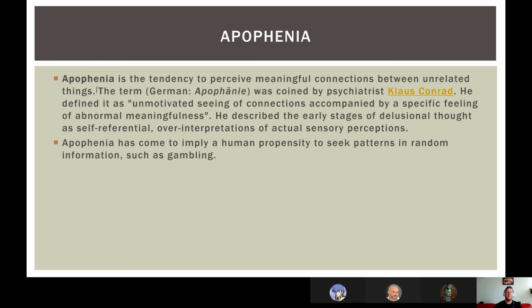So sorry. Apophenia is the tendency to perceive meaningful connections between unrelated things. The term apophenia was coined by psychiatrist Klaus Conrad. He defined it as an unmotivated seeing of connections accompanied by a specific feeling of abnormal meaningfulness. He described the early stages of delusional thought as self-referential overinterpretations of actual sensory perceptions. Apophenia has come to imply a human propensity to seek patterns in random information, such as gambling or whatever. So basically, apophenia is quite different, but it's more or less the same.